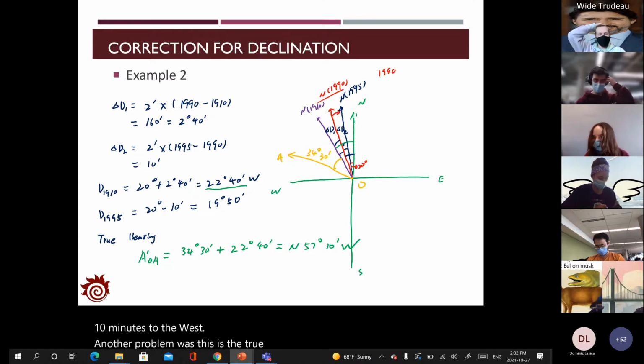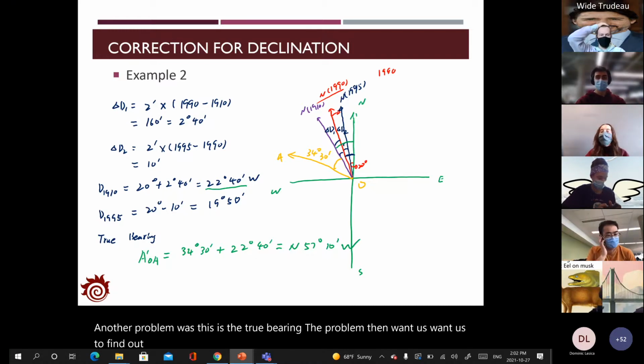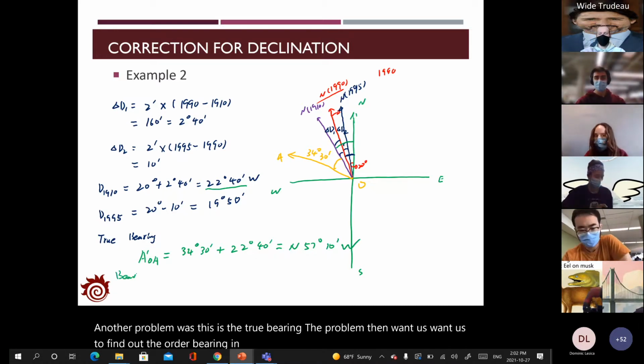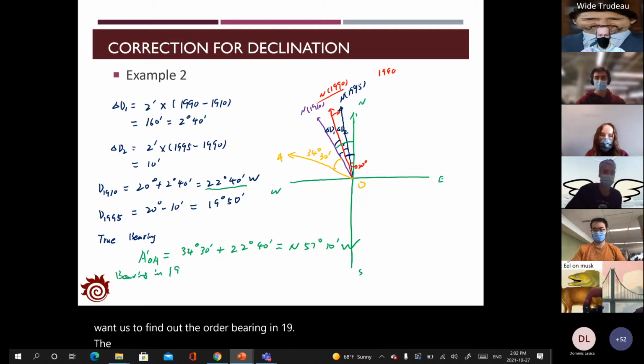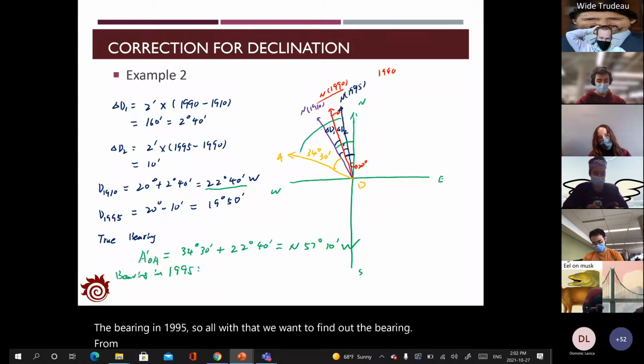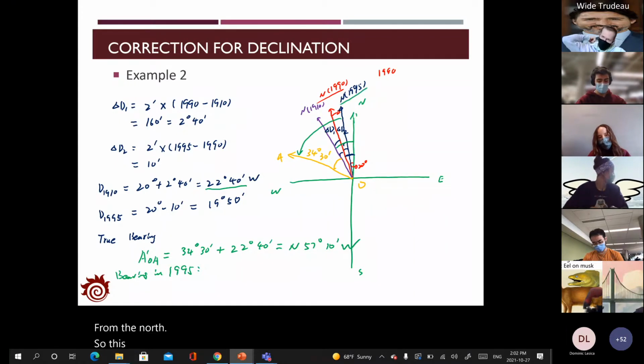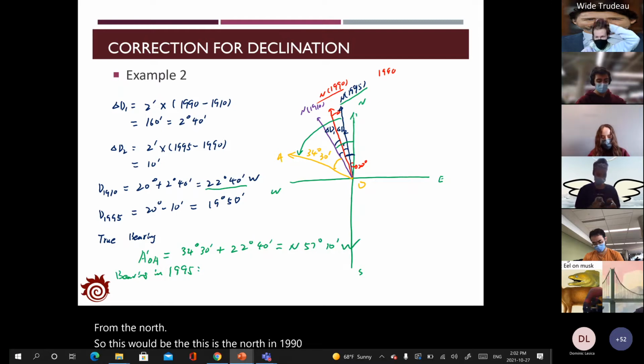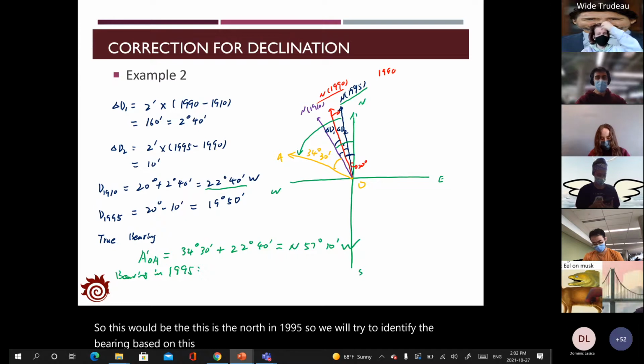And now, this is the true bearing. The problem then wants us to find out the bearing in 1995. So with that, we want to find out the bearing from the north. So this would be the north in 1995. So we will try to identify the bearing based on this magnetic north, which means that we need to find out the angle here.